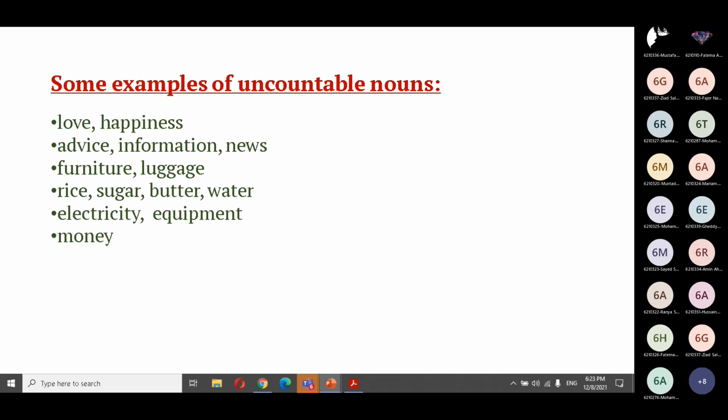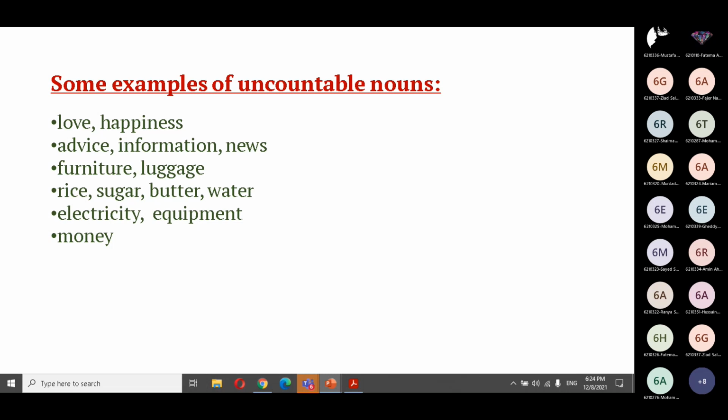Electricity, equipment. يمكن كلمة equipment عليها مشاكل إن في العربي معدودة. equipment معدات. في العربي معدات. But in English, no. In English, the word equipment is an uncountable noun. Money. Okay? So we have countable and uncountable.